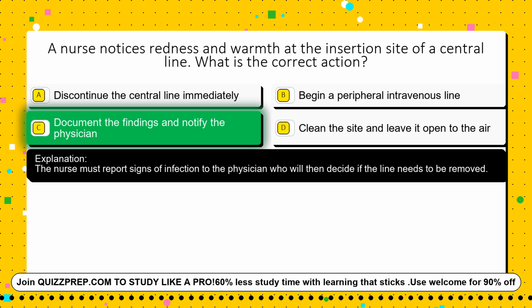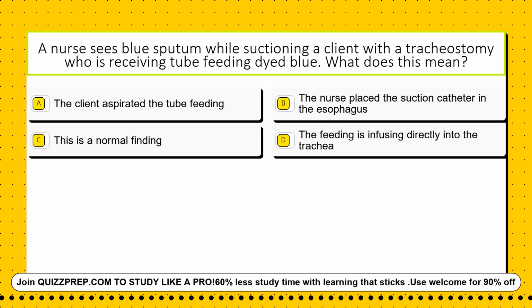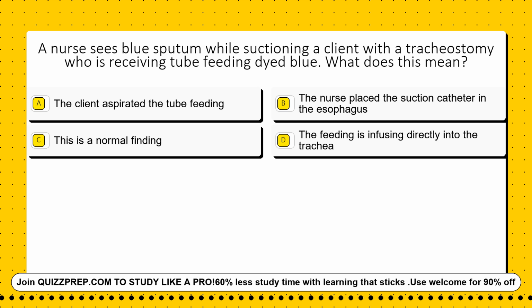Question 34. A nurse sees blue sputum while suctioning a client with a tracheostomy who is receiving tube feeding dyed blue. What does this mean? Option A, the client aspirated the tube feeding. Option B, the nurse placed the suction catheter in the esophagus. Option C, this is a normal finding. Option D, the feeding is infusing directly into the trachea.